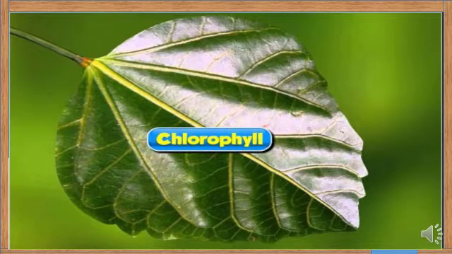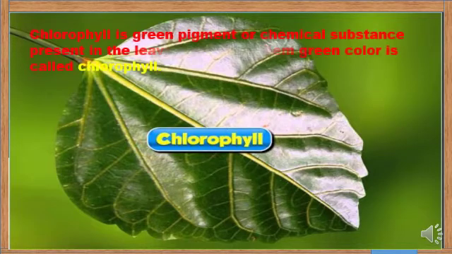So, here comes the definition. Chlorophyll is a green pigment or chemical substance present in the leaves and gives them green color. It's called chlorophyll.